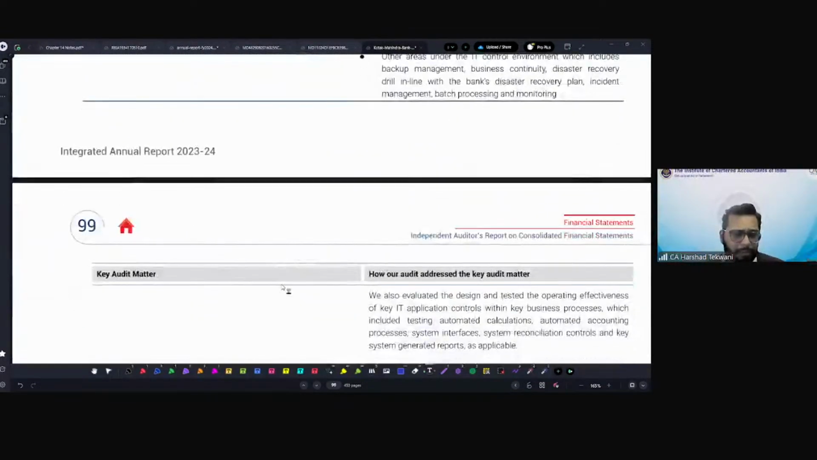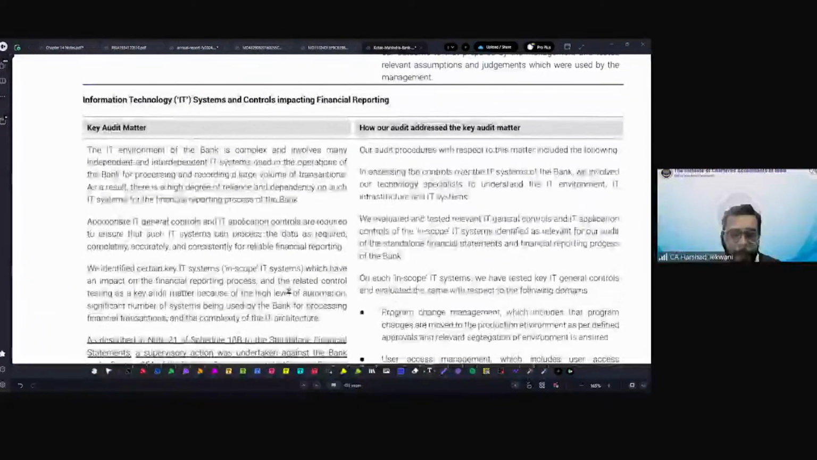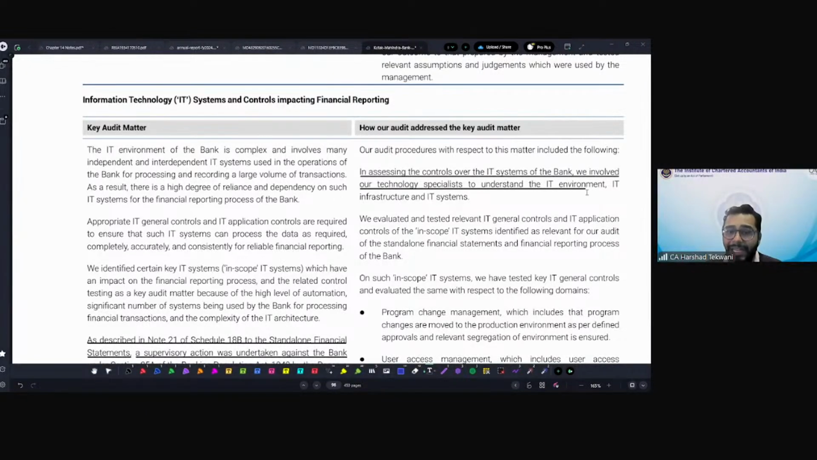Okay, some things have been there, but how has the auditor taken the comfort, because at the end I am not modifying my opinion with respect to the key audit matter? So what has the auditor done? Our audit procedure with respect to this includes assessing the control over IT systems of the bank. We involved our technology specialists to understand the IT environment, IT infrastructure, and IT systems. Means kind of bringing in auditor's experts.